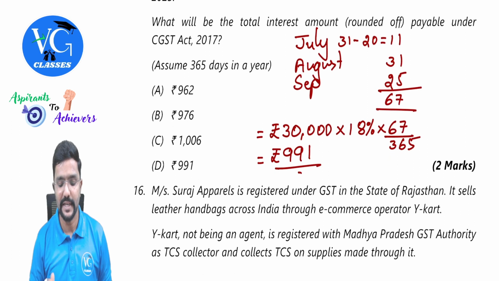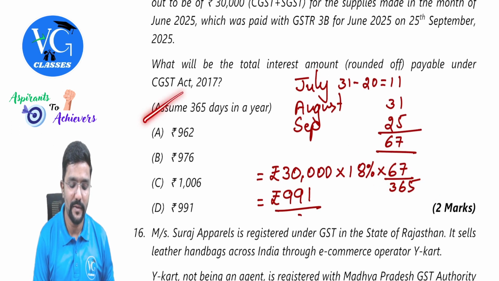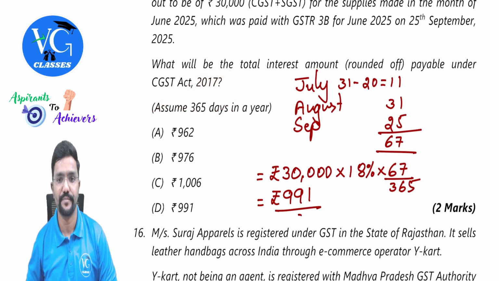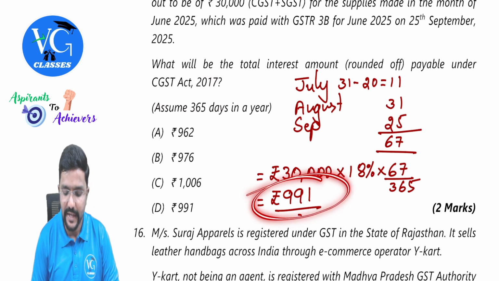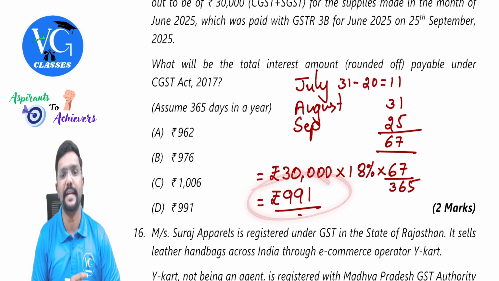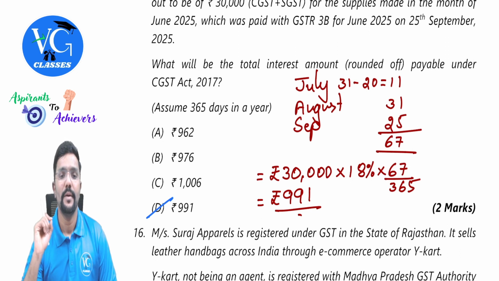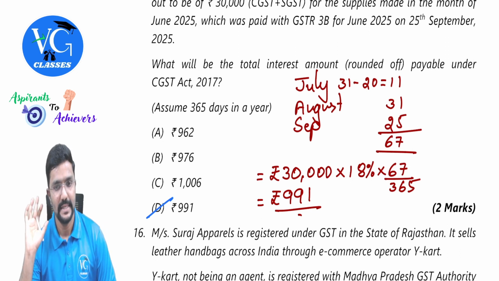So let us calculate the interest now. 30,000 into 18% per annum into 67 by 365. They have given, assume 365 days in a year. So we are getting 991. They have asked us to round off. So I have taken 991. So choose it. So it is option D. Option D, guys. Is that clear?